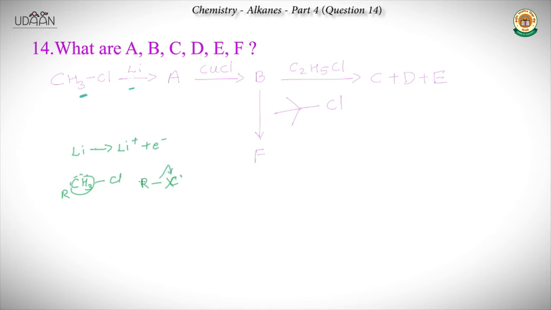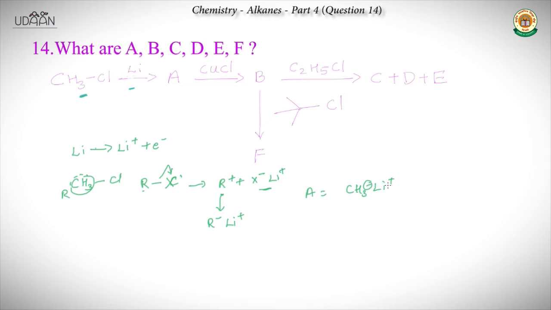Now X is more electronegative than carbon. What you have is R plus, X minus. Now lithium gives electrons to this carbon, this R plus, then you will get R minus, Li plus, and this is stabilized by Li plus. Ionic forces exist between them. So your A is equal to CH3 minus Li plus. You got your A now, which is R minus Li plus.